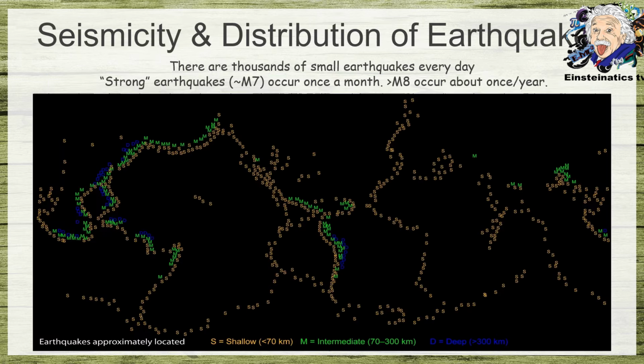Yung first basis for the boundaries of the tectonic plates is what you call a seismicity at saka yung distribution of earthquakes. In other words, ito yung mga lugar kung saan nagkaroon ng lindol. So yung mga spots na yan yung mga lugar sa mundo na nagkaranas na ng lindol at patuloy na nakakaranas ng lindol.